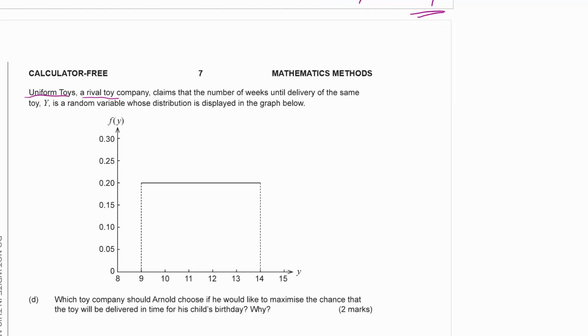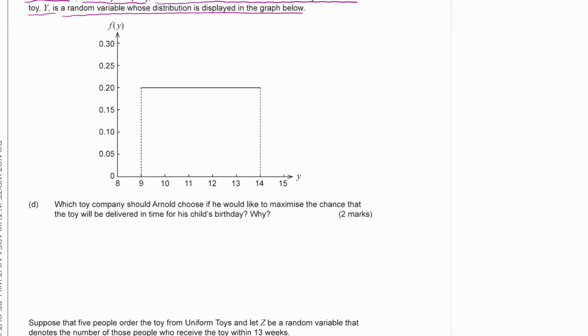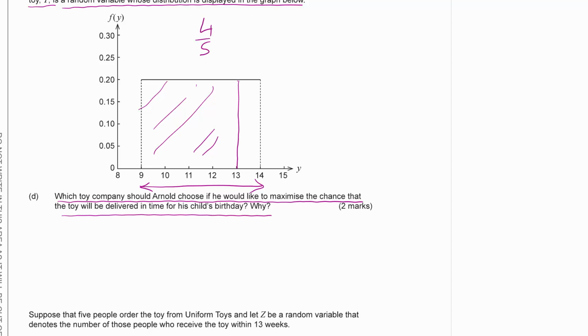Uniform Toys, a rival toy company, claims that the number of weeks until delivery of the same toy, Y, is a random variable whose distribution is displayed in the graph below. Which toy company should Arnold choose if he would like to maximize the chance that the toy will be delivered in time for his child's birthday, and why? So that means at 13 weeks here. We can see the width of this rectangle is 5. This is going to be 4/5 or 0.8.